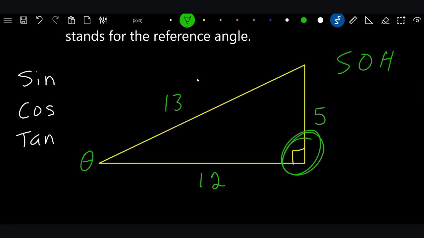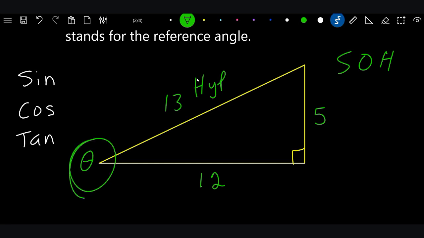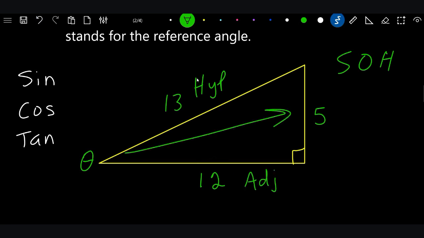So let's identify the hypotenuse. Okay, here's the right angle. The hypotenuse is always across from the right angle, so you might want to write hypotenuse next to this guy. Which one is the adjacent? Well, this is our reference angle, and so the adjacent is the one that touches it. So this one would be the adjacent, and then this is opposite of our reference angle, because again, theta is our reference angle. So this one is going to be the opposite.